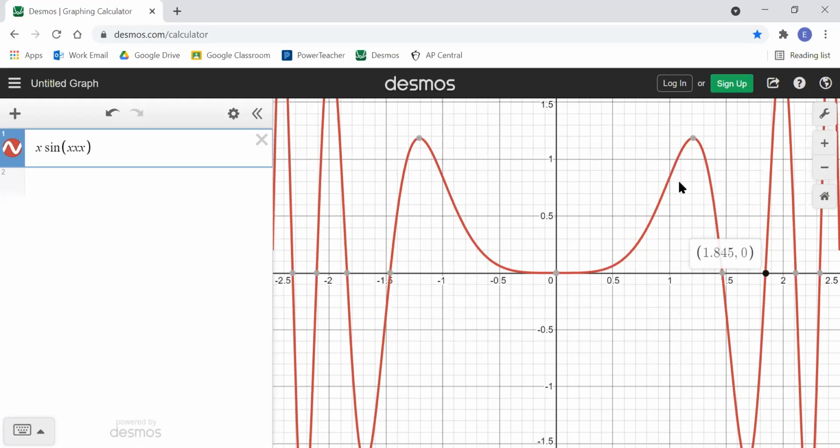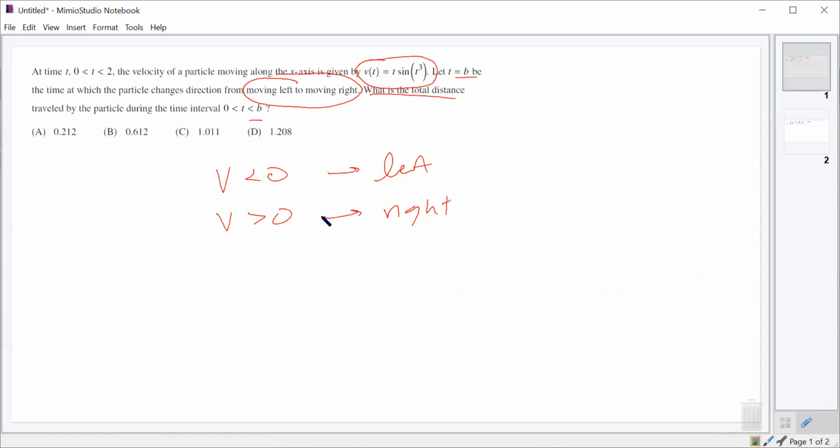I assume it must have said the first time it switches from left to right, since there's a bunch of different times where that happens. But it switches for the first time at 1.845. Everybody good with that part? Yeah. Talking about 0 to 2. So on this interval 0 to 2, that's clearly 1.845. So b is 1.845.